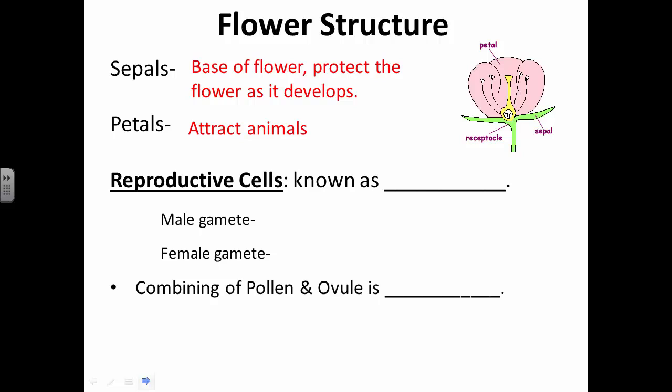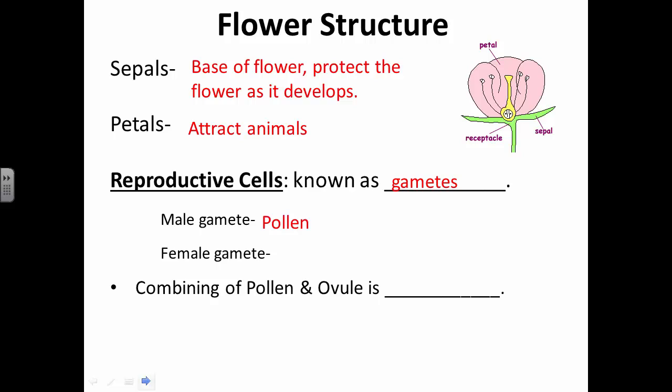We also said that the flower of a plant has the reproductive structures in there, and they have the reproductive cells. All organisms that reproduce sexually have what we call gametes. In animals, we call the gametes the sperm cell and the egg cell. In plants, we have different terms for them.